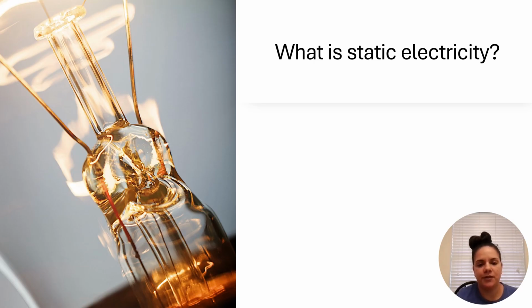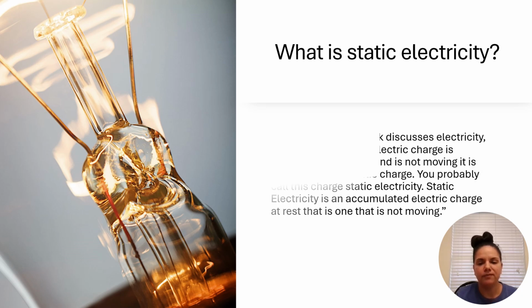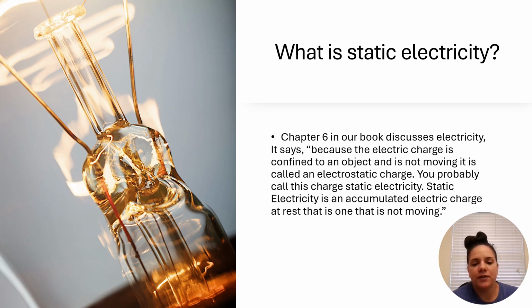What is static electricity? Chapter 6 in our book discusses electricity. It says because the electric charge is confined to an object and is not moving, it is called an electrostatic charge. You probably call this charge static electricity.